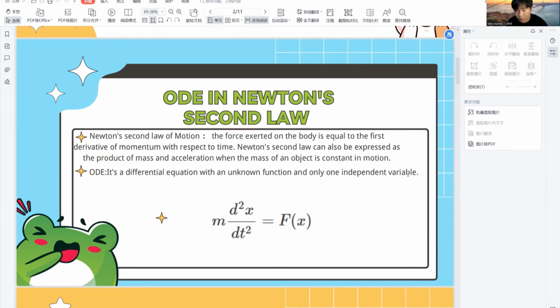T is an independent variable in the process of objective motion. So we know from the definition of ODE that this problem can be solved by ODE.